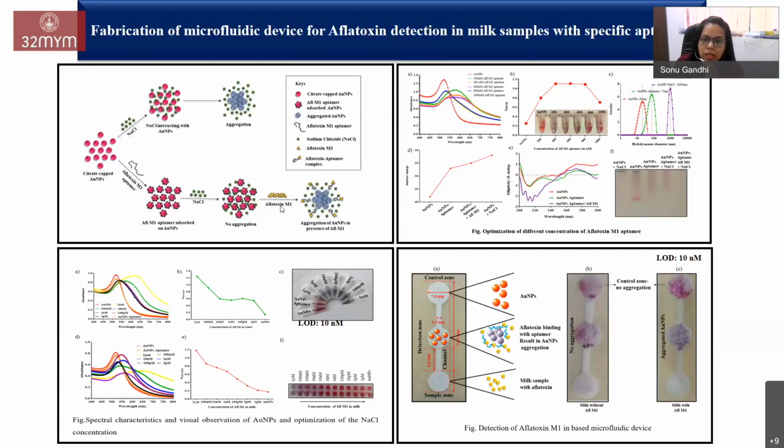Once you add the specific molecule to this aptamer, a displacement occurs, these aptamers will go and bind to the specific molecule, and due to the presence of salt, the color will change into blue. So this concept we applied on the paper microfluidic, and this is how we detected it.